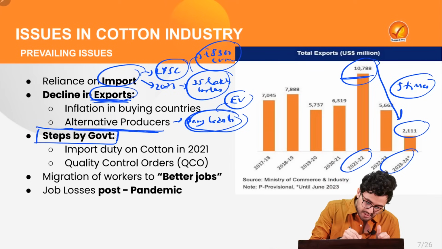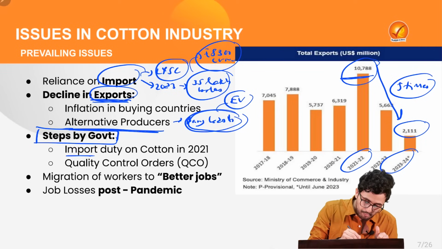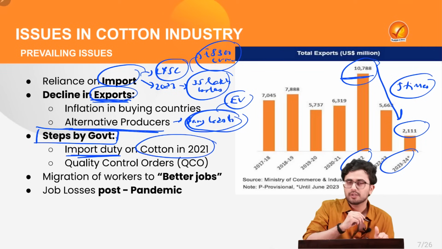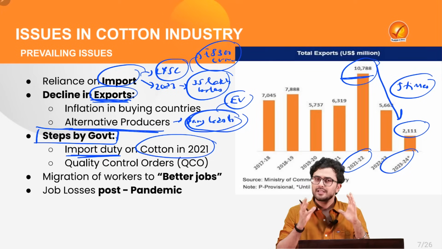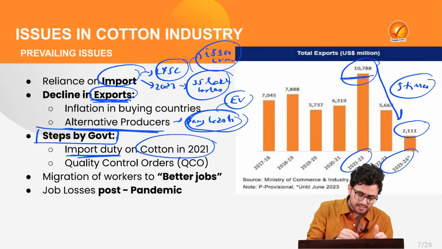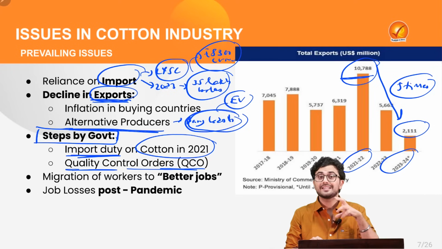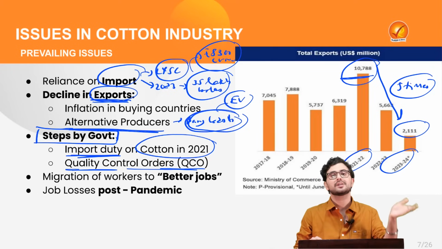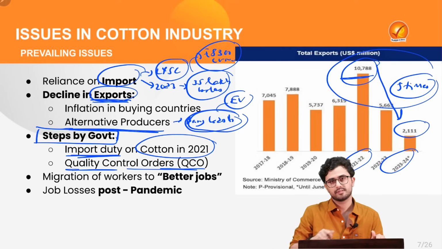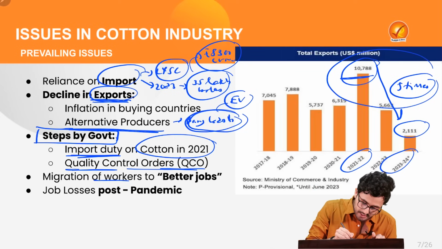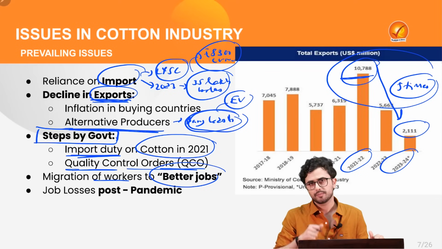Also, several steps taken by the government has hampered the industries, such as import duty, which was put on the cotton in 2021, thus increasing the cost of raw material, as well as excessive compliance under quality control orders, which has increased the cost of Indian products in international markets, significantly impacting our exports. Also, this has led to the migration of workers to better jobs.